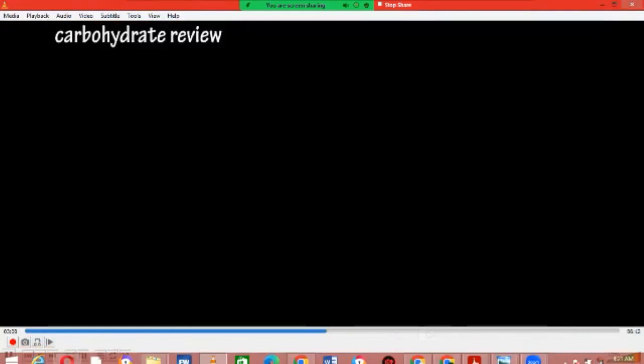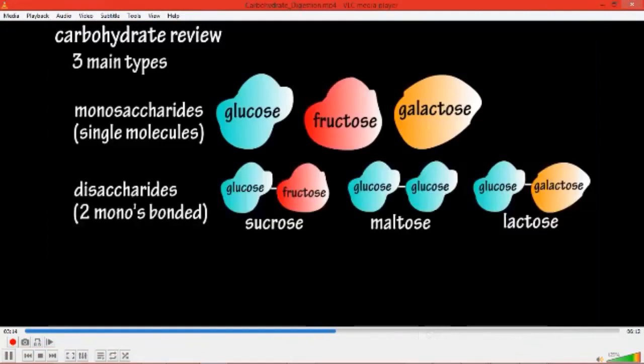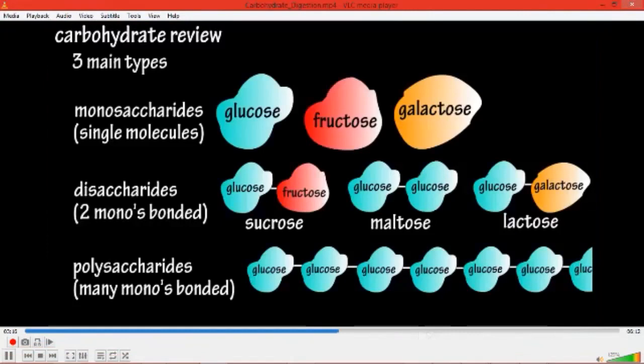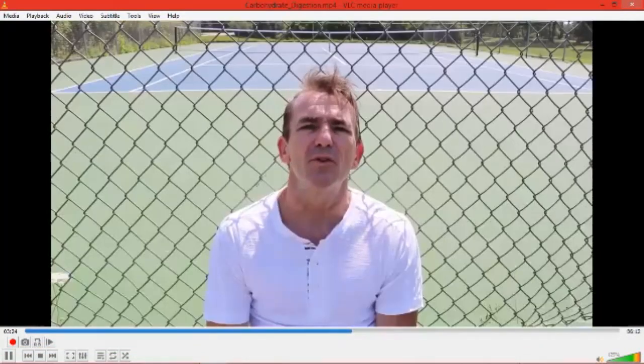A quick review. There are three main types of carbohydrates: monosaccharides, which are single molecules, disaccharides, which are two monosaccharide molecules bonded together, and polysaccharides, which are many monosaccharide molecules bonded together. Some shorter strands of polysaccharides are often called oligosaccharides. Our bodies produce and release enzymes that basically break down larger carbohydrate molecules into smaller units. There are two places that carbohydrate digestion takes place: in the mouth and in the small intestine.